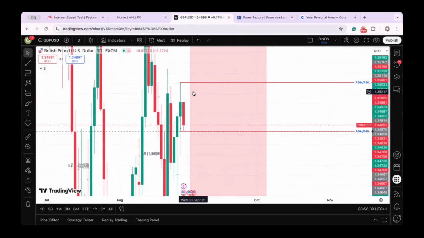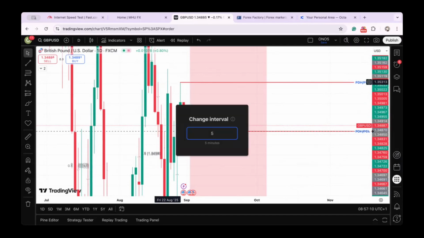Now, first thing first, I marked the highest and lowest point of the previous day. So this was yesterday's high and this was yesterday's low. After I mark them, what I want to see is the next day's price break either the high or the low of the previous day. Once price breaks either the high or the low, that gives me a confirmation to enter the trade for the day. If I don't see any break, I don't enter.